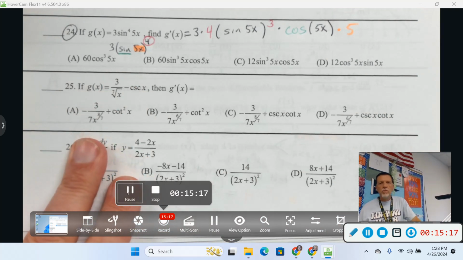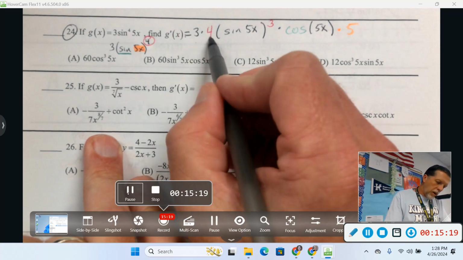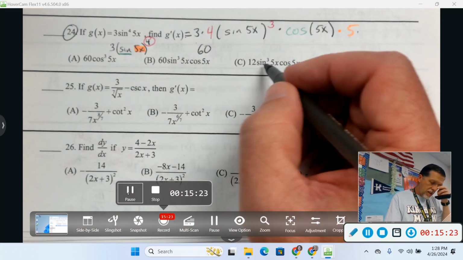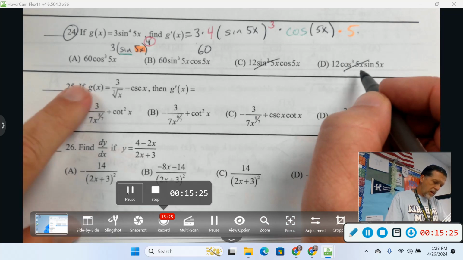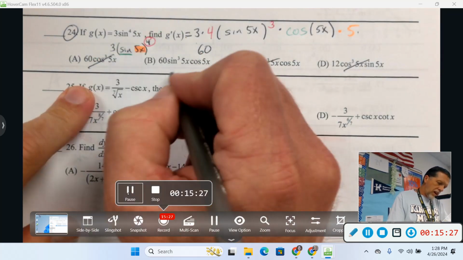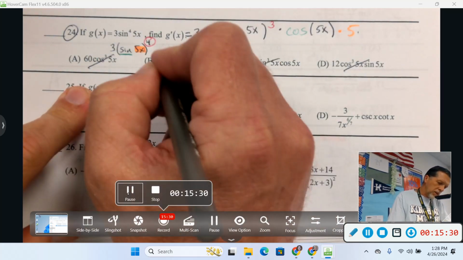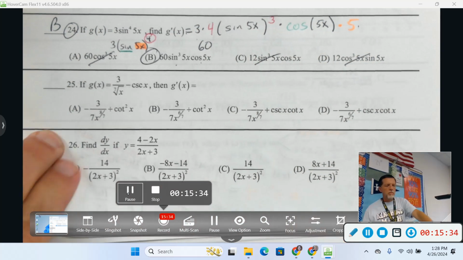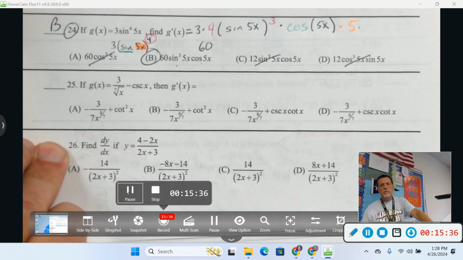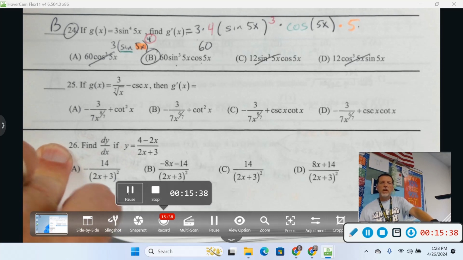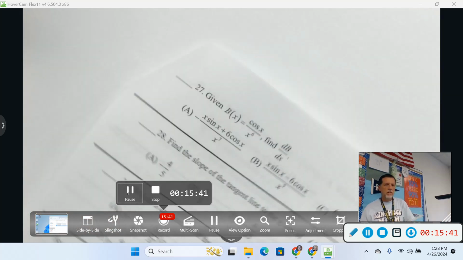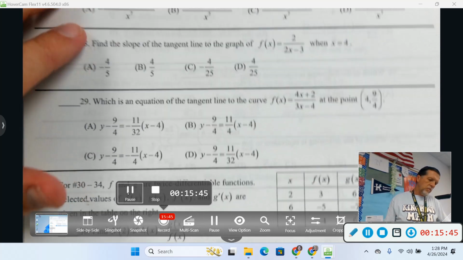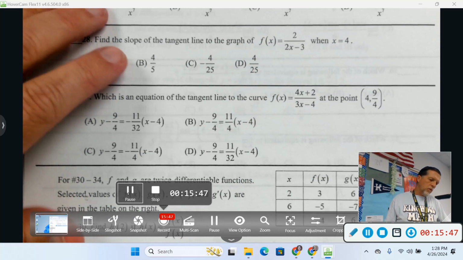Okay, so a little bit of cleanup. 3 times 4 times 5 is 60. And 60 with sine cubed and 1 cosine, so B. Chain rule. 27. Oh, that's quotient rule.